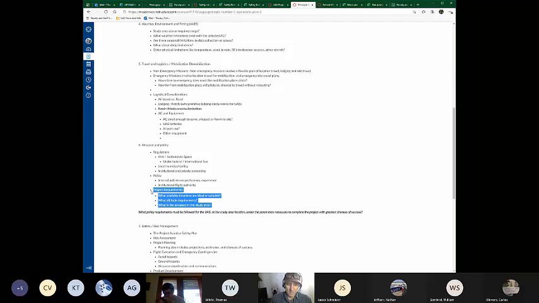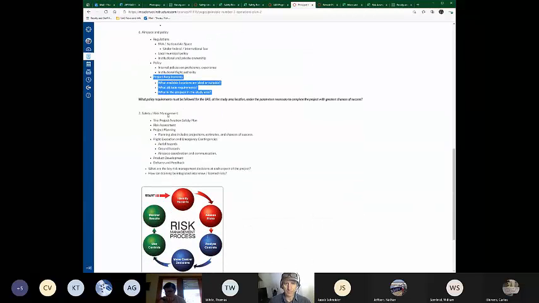Either because of land ownership or because of airspace requirements of where the project is located, I have to be aware that there are going to be some project-specific requirements for airspace. And these are the things that you guys need to identify for your particular project. So what policy requirements must be followed for the UAS at the study area location under the parameters necessary to complete the project with the greatest chances of success?